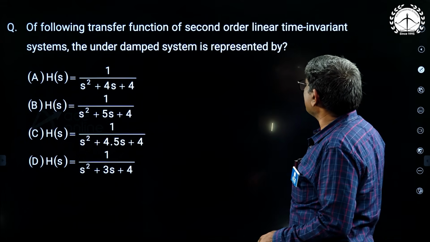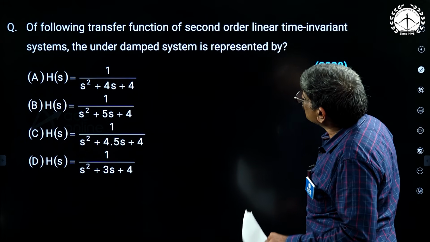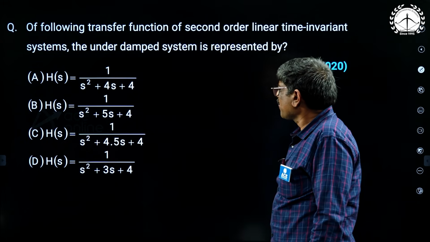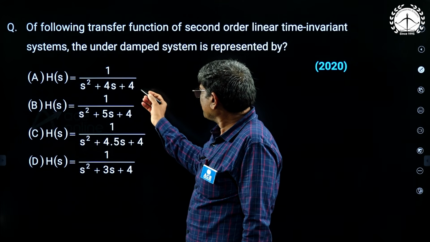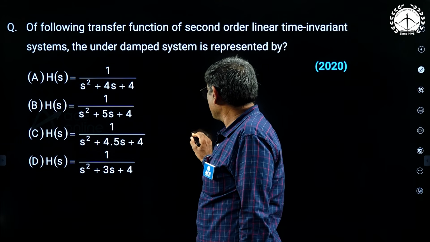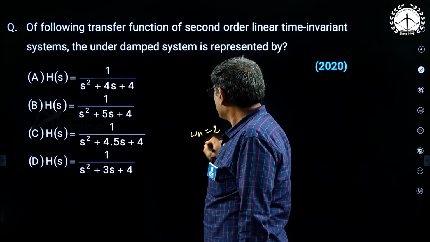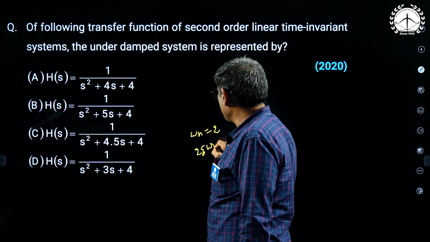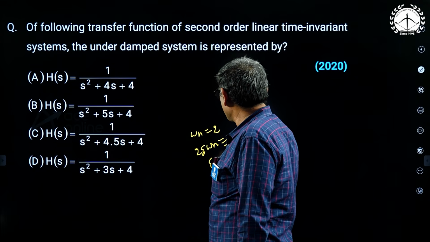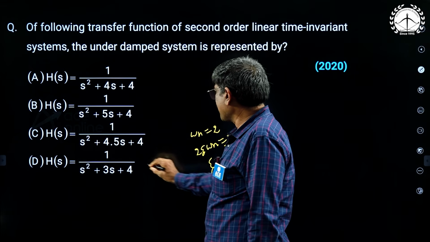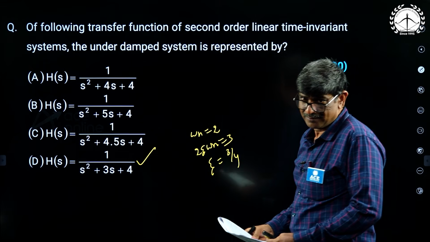Now, for transfer function natures, which one is the underdamped system? For example, take the last one: omega n is 2, and 2 zeta omega n equals 3. Zeta equals 3 by 4, which means it is underdamped.